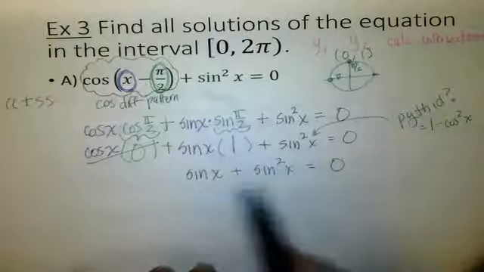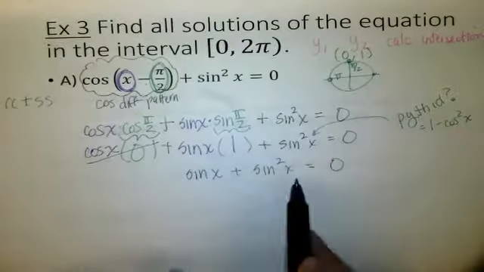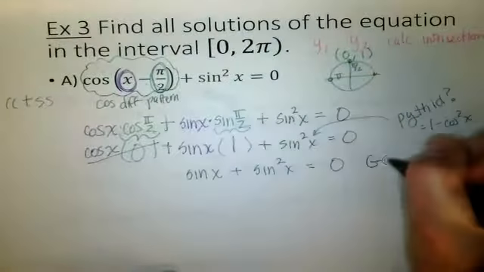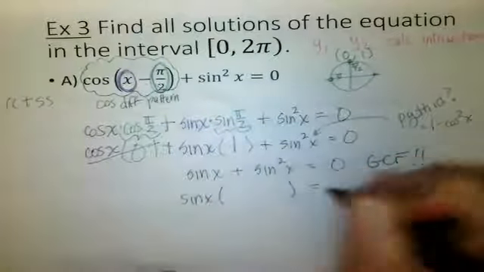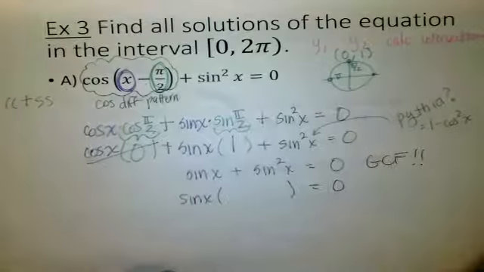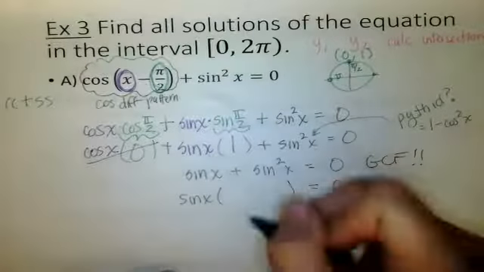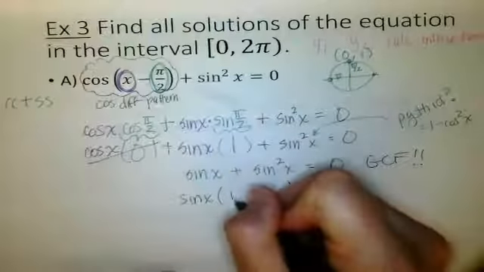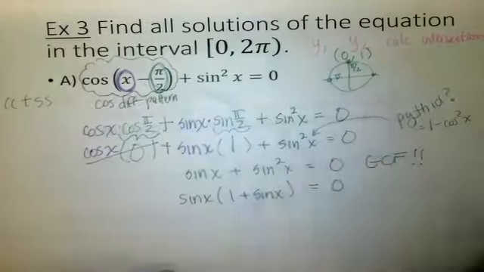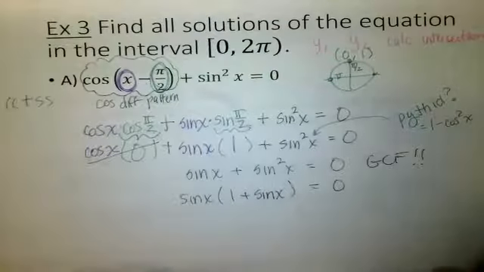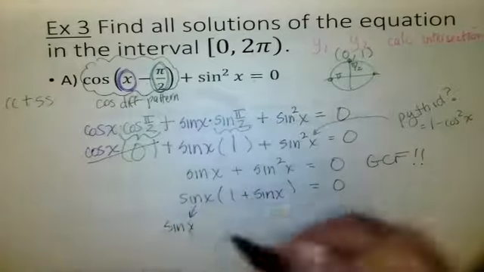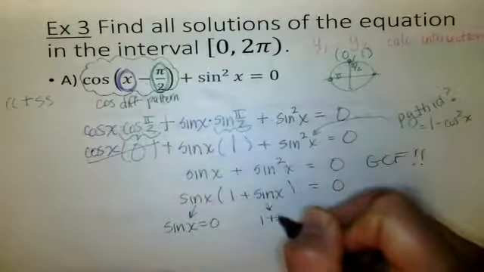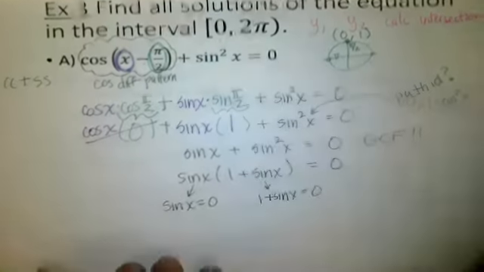All right, here we have two terms. What should we do? Take out a sine, GCF. Greatest common factor, sine of x. If we take out the sine of x, what's left behind? 1 plus sine of x, very good. And then what do we do? Set each part equal to 0. Each factor gets set equal to 0. Sine of x gets set equal to 0. 1 plus sine of x gets set equal to 0.